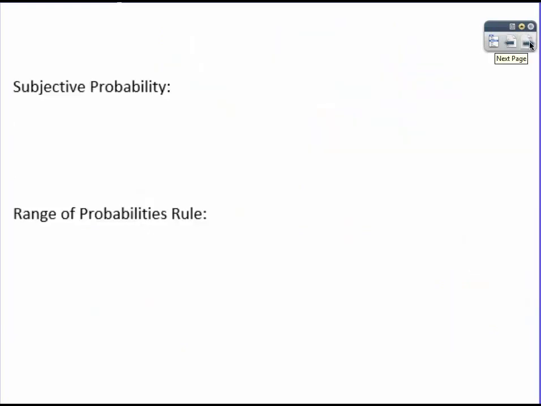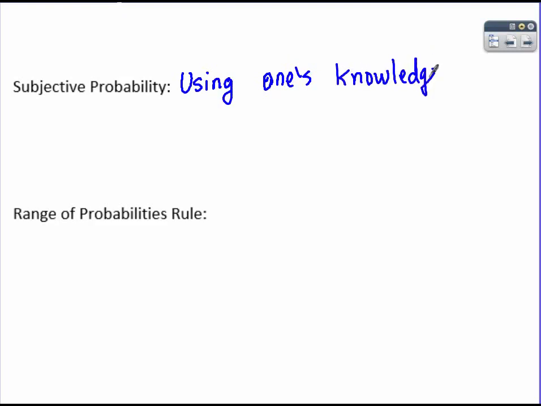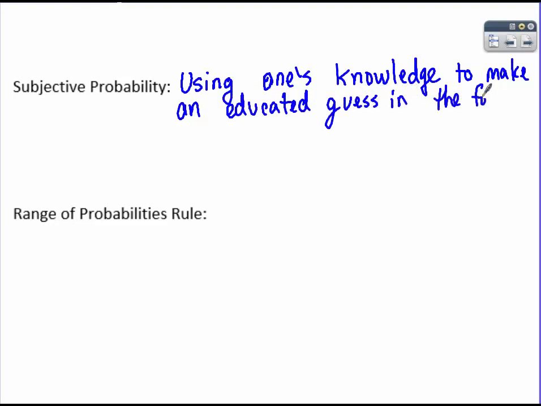Now, we also have this other type of probability. I always like to bring this one up, just so you guys are aware of this. This is what is called subjective probability. And this is where a lot of people think they know about probability, but they actually don't. Subjective probability is using one's knowledge to make an educated guess in the form of a probability.